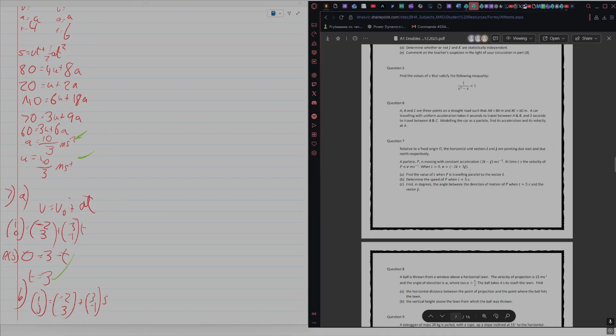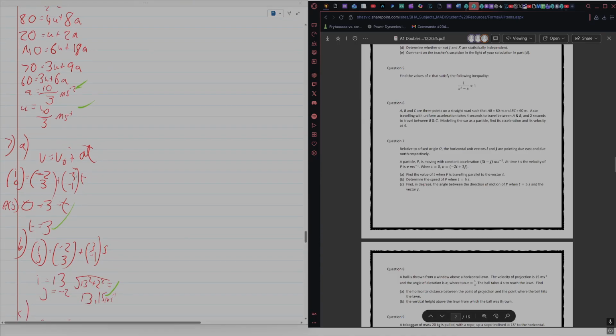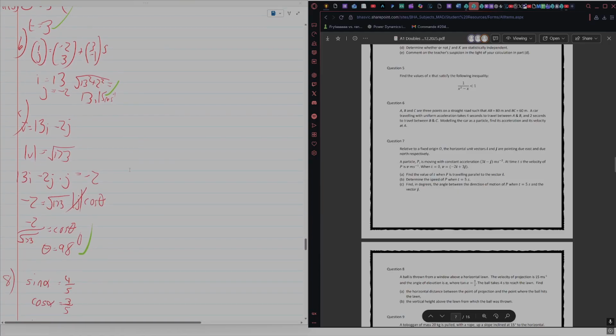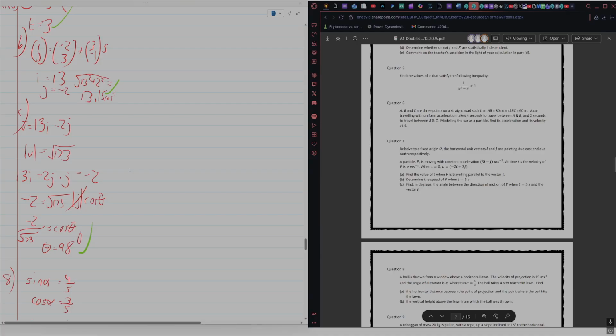Next question. This is some vector stuff. Firstly, we just use this formula here. You get t equals 3. Then next, you substitute 5 in, and then you take the modulus of it because it says speed, which is a scalar. Then find the angle that it makes with this.